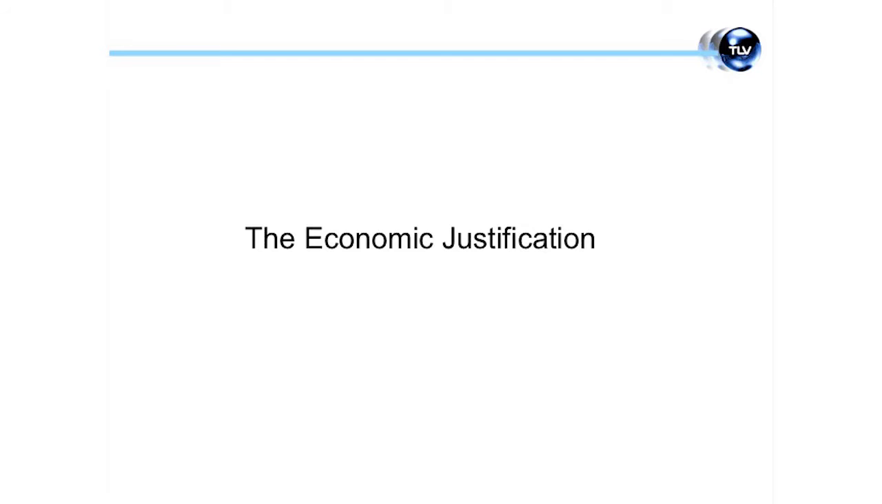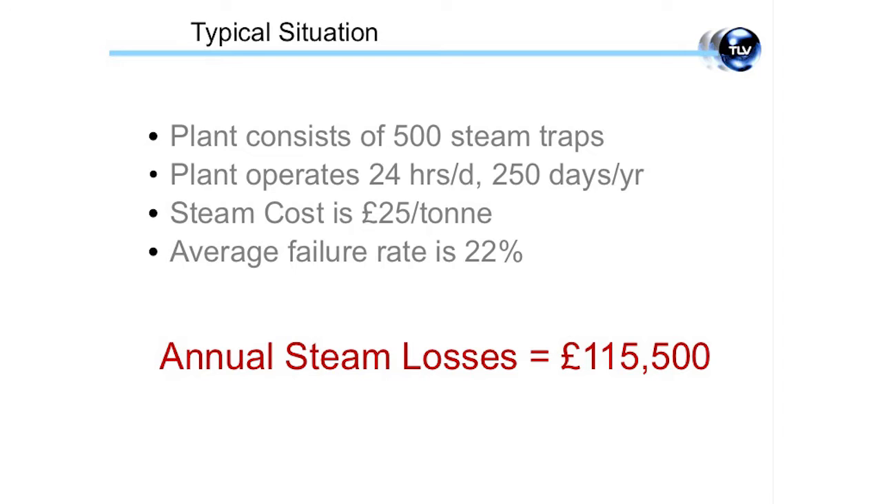A big block that we find when we talk to customers about this is justifying the expenditure. And I'd like to take a little while just to go through a scenario that's quite common, just to highlight the actual savings that are available by properly optimizing your steam system. So if we start with a typical plant, 500 steam traps, working 24 hours a day, 50 weeks of the year. Steam cost of £25 a tonne. It was a round number, I accept that.